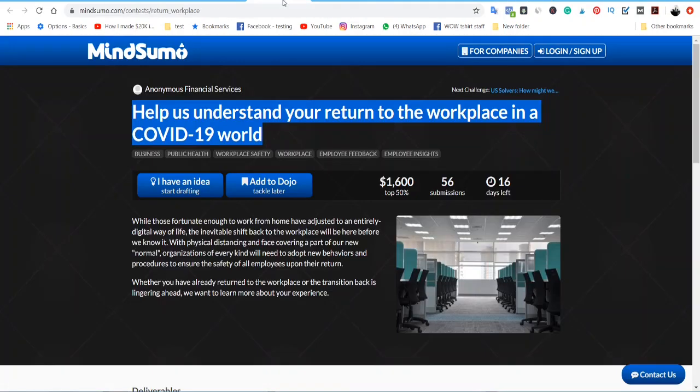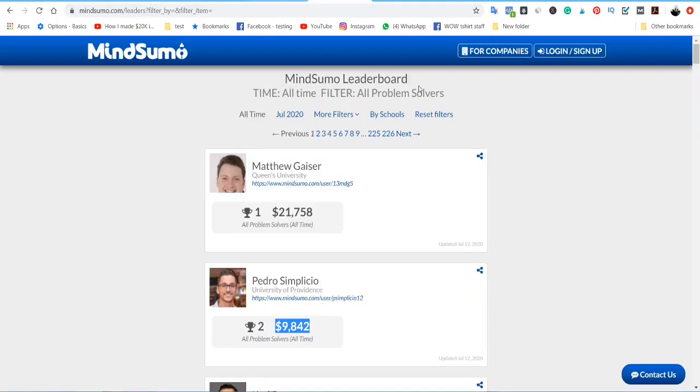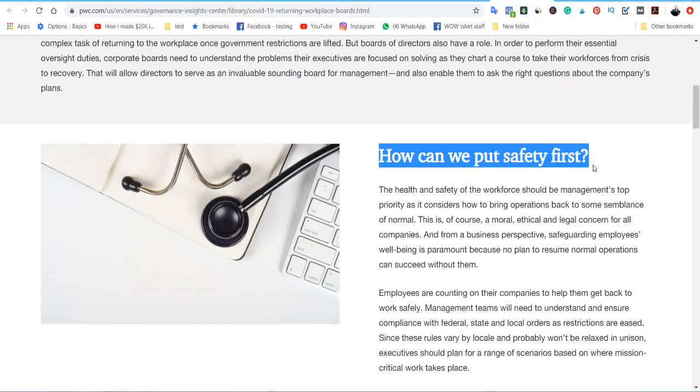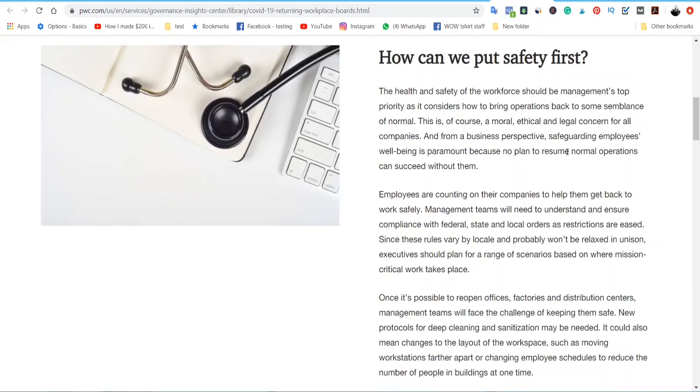For example, help us understand your return to the workplace in the COVID-19 world, right? This might be one of the points you can address. Take a look at, what is your number one concern about going back to your workplace? You may want to answer the problem with safety first, right? So you can go through all the articles. I don't encourage you to copy 100%, but instead just get the core ideas and some key tips, and then describe them on your own with your own experience, right? And with your own opinion as well. That is how you're going to answer the question.